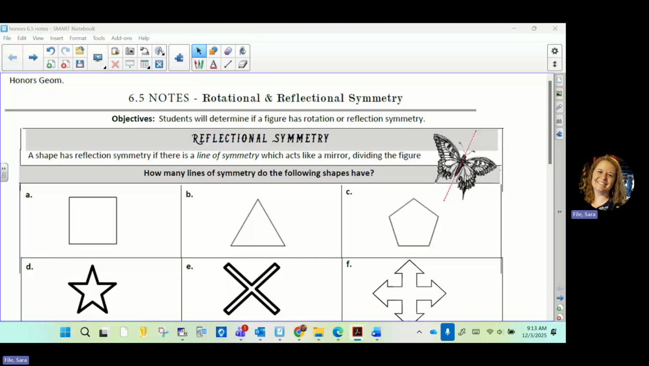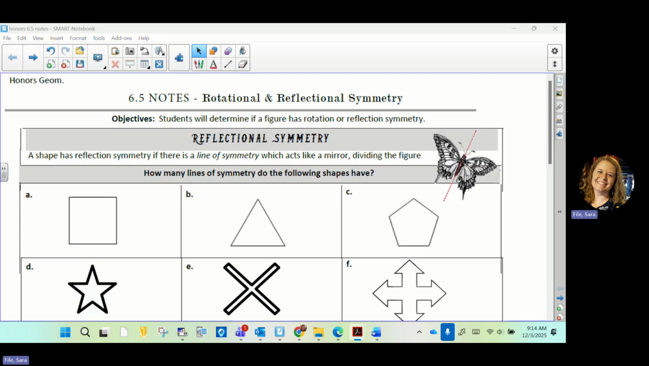Section of the semester, our last set of notes for the fall. We're looking at 6.5. We're going to be looking at reflectional and rotational symmetry. We did our little fun activity yesterday looking at rotation. This is more two-dimensional rotation, but it was a fun little break in note-taking, I thought.